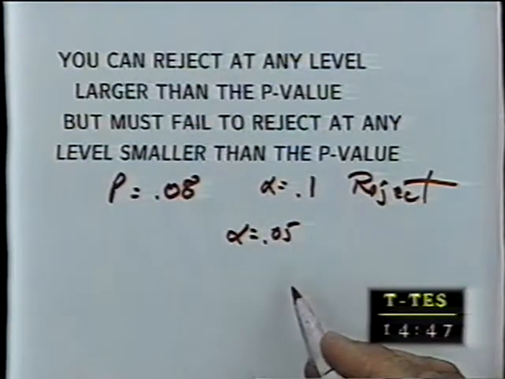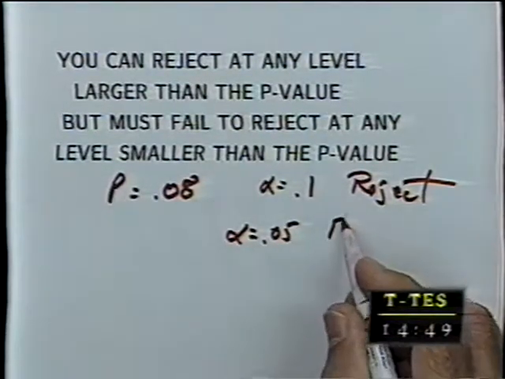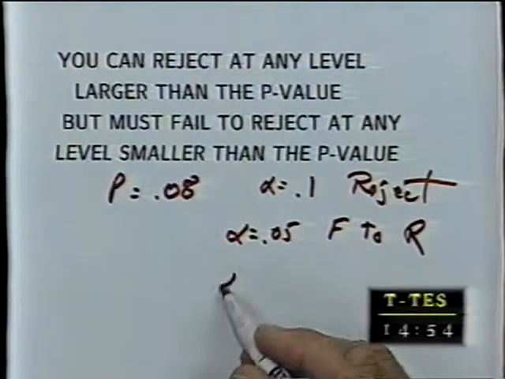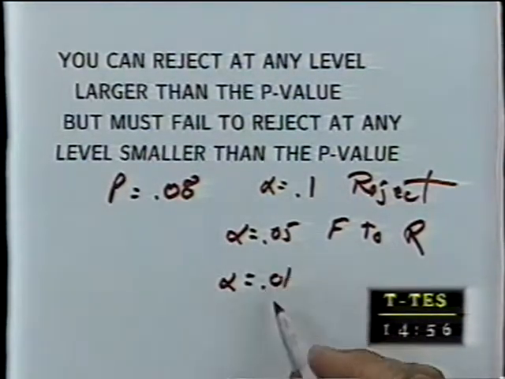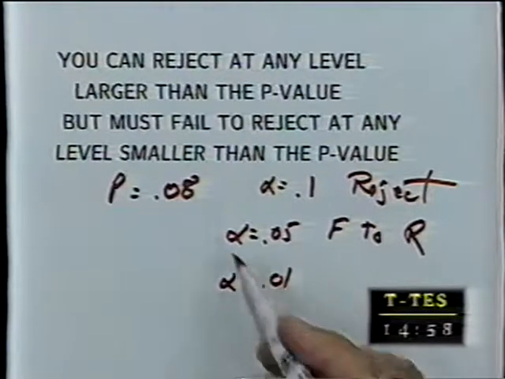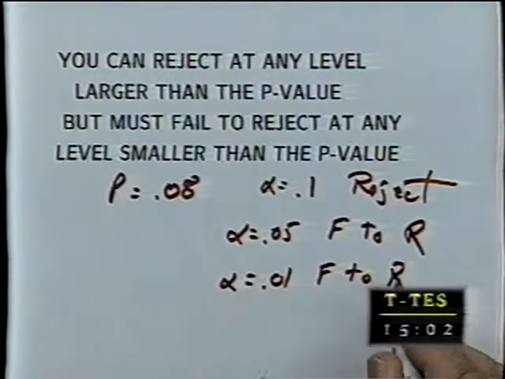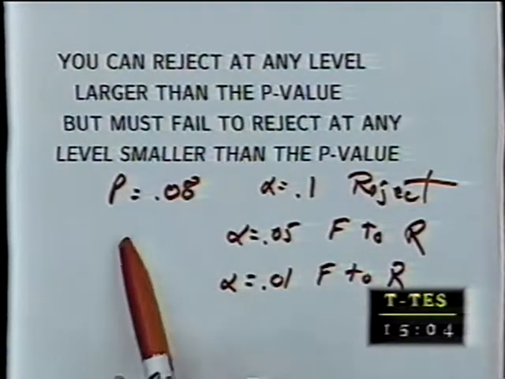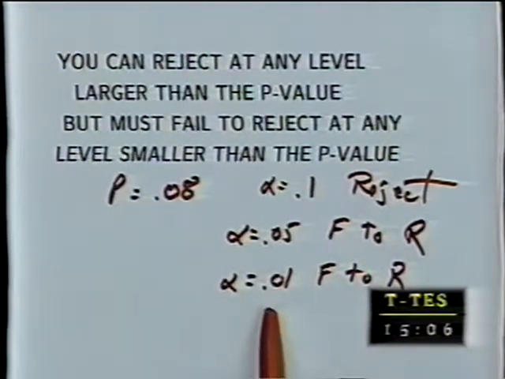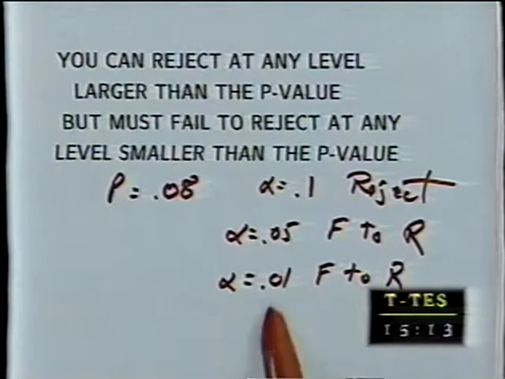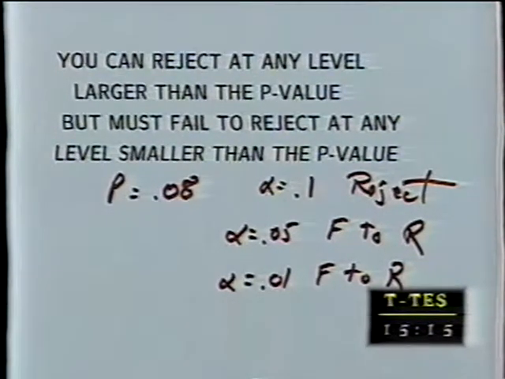If someone said make an alpha level test 0.05, a 5% level test, I would have to say fail to reject. Someone said, make a test 0.01, a 1% level test. This is also smaller than the p-value. I must fail to reject. So given the p-value, I can quickly determine whether I should reject or fail to reject at any level or size of a test. And that's how we're going to be doing it when we use computer programs.